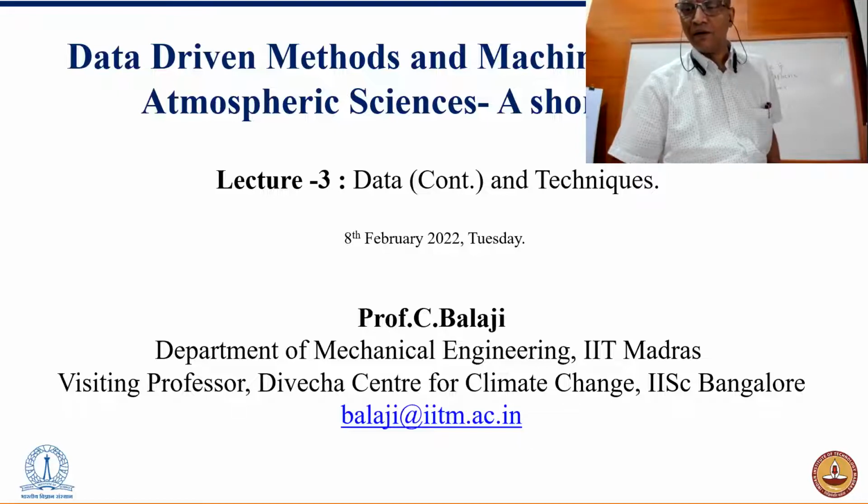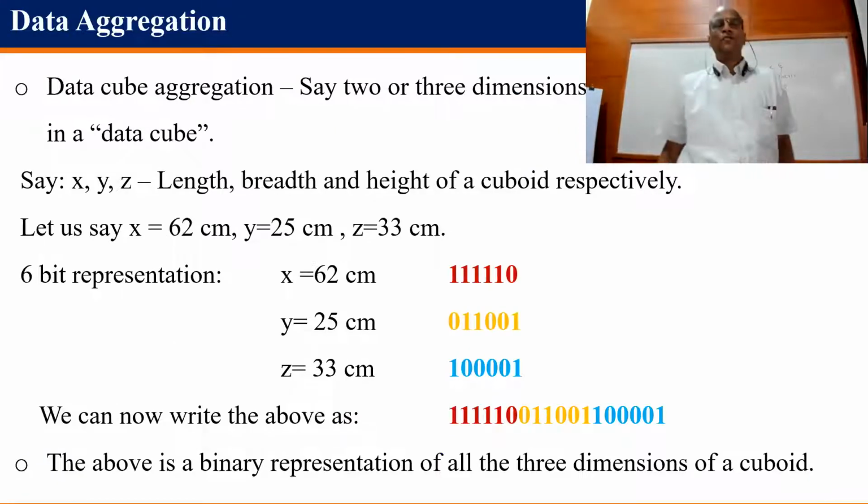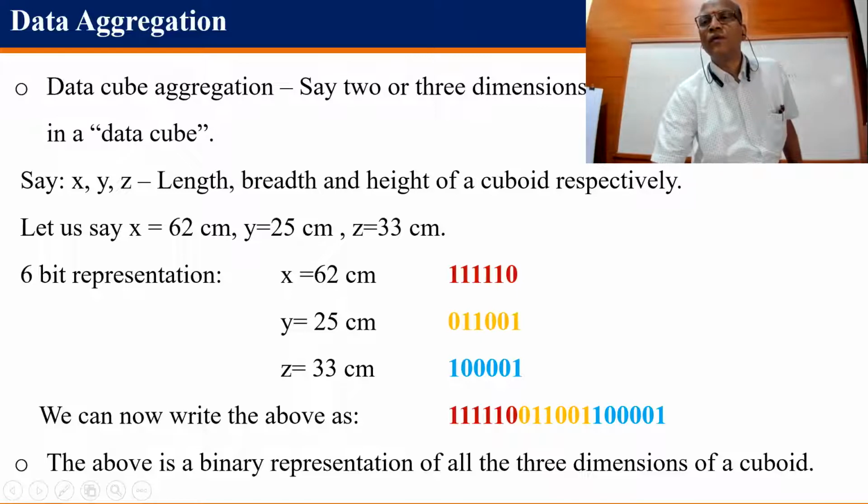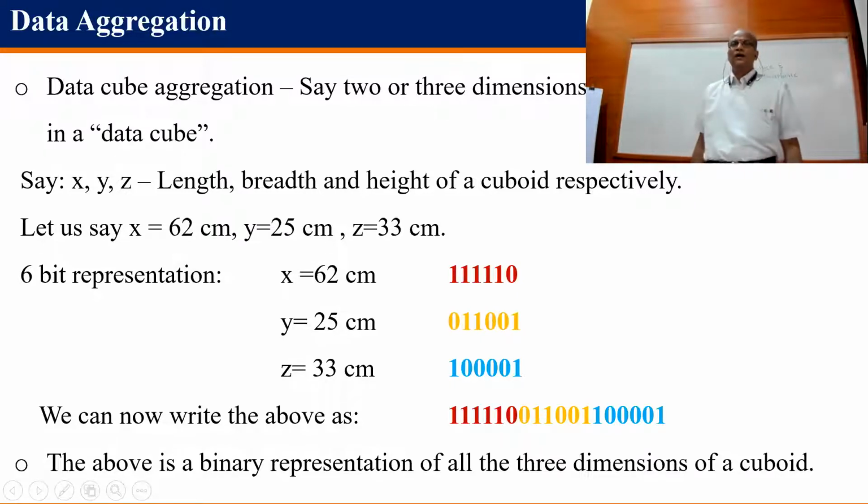Ready? Okay. Just for the sake of continuity, let us revisit the last slide of the previous class. Data cube aggregation is a way of compressing data and storing. There are several ways of compressing data. This aggregation, what I'm showing you now, is one example.